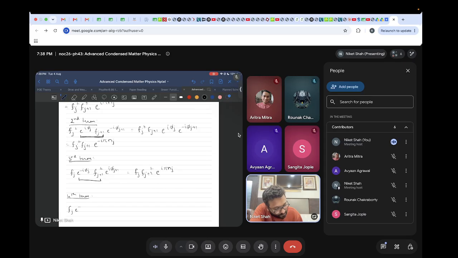f j e raised to power minus i phi j, f j plus 1 e raised to power minus i phi j plus 1. That again gives me f j plus 1 e raised to the power of minus i pi n j.